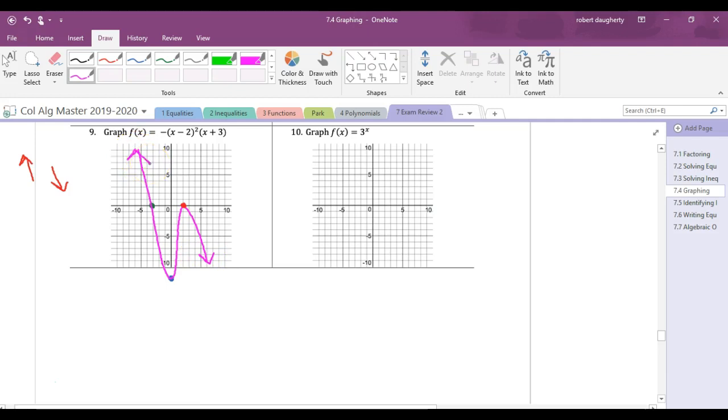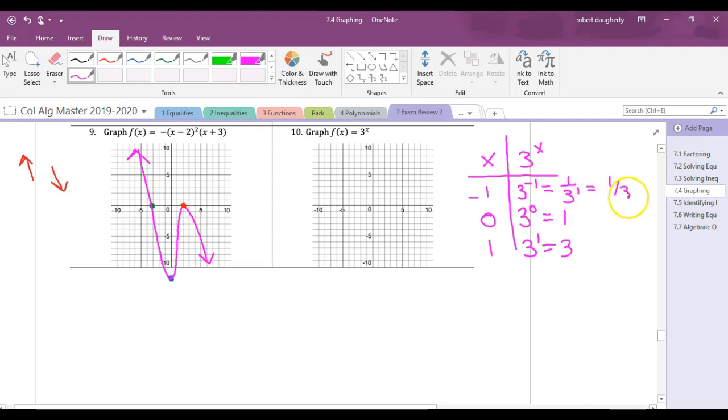Graphing 3 to the x. This is where 3 points is really all you need. I want to pick 0 and a number on either side. So what is 3 to the 0? 3 to the 0 is 1. 3 to the 1 is 3. 3 to the negative 1 is 1 over 3 to the 1, which is 1/3. So I need to graph 0, 1, 1, 3, and negative 1, 1/3. So I see something that looks like this.